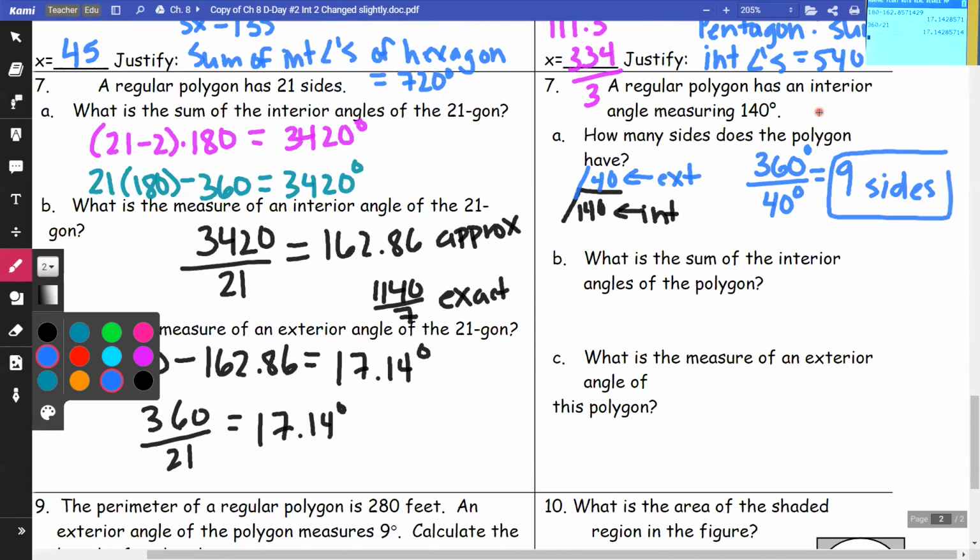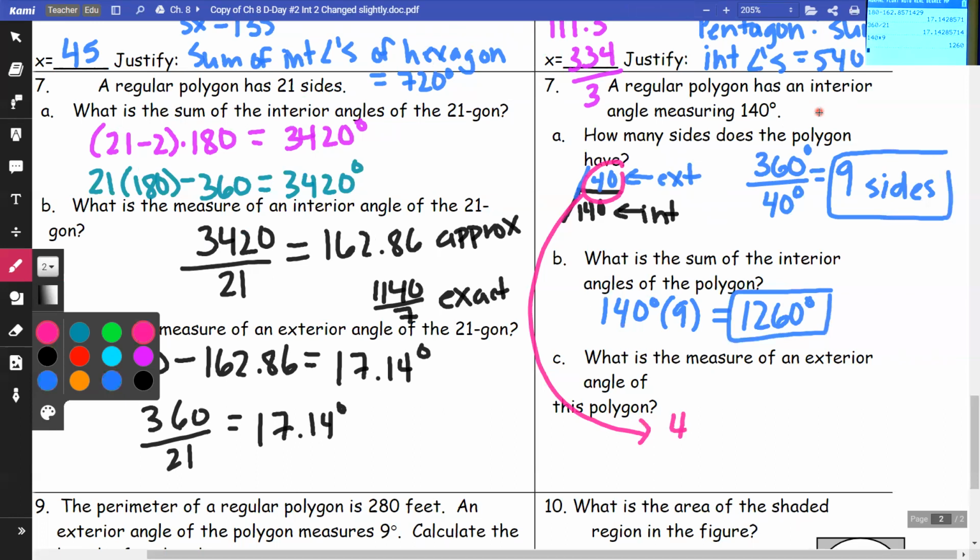What is the sum of the interior angles of the polygon? I know that one interior angle is 140, and I have 9 of them. So I'm going to take 140 times 9, and I get 1,260 degrees. What is the measure of an exterior angle? I found that answer here. It is 40 degrees.